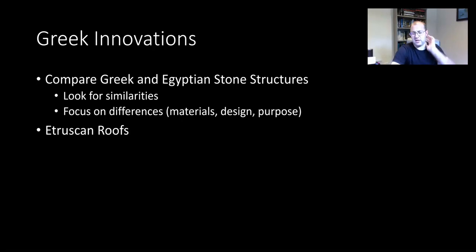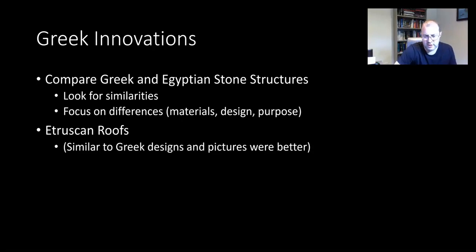Next thing we're going to be looking at is some models and drawings of these Etruscan roofs. Now, Etruria was a culture more focused around Italy, but the architecture is very similar to the Greeks. They use a lot of similar methods, so that's why I'm going to show you those models. Pictures were better, basically, is why I'm showing you the Etruscans.